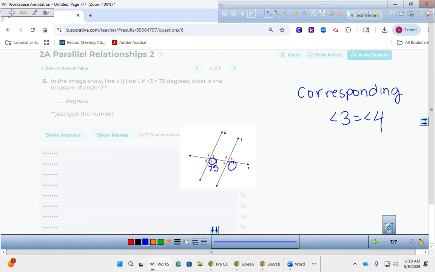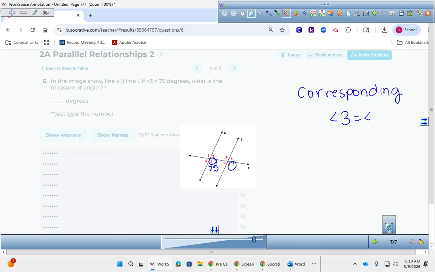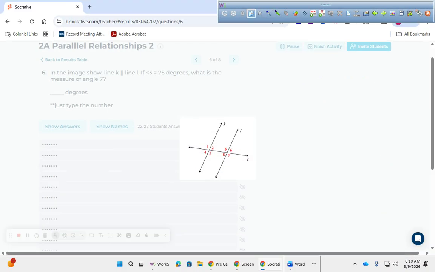Angle 3 and angle 7 look the same. It looks like I could pick up angle 3 and put it on top of angle 7 and they match. So they're equal. If I know that angle 3 is 75 degrees, then angle 7 is also 75 degrees. Corresponding angles are congruent.